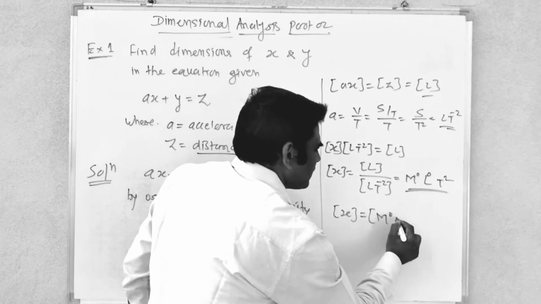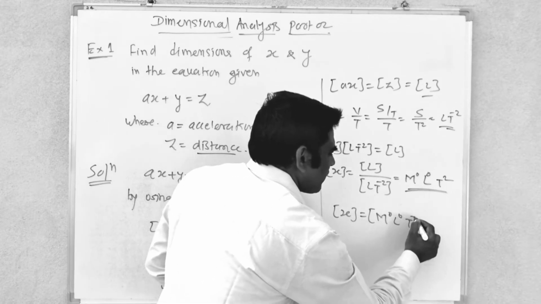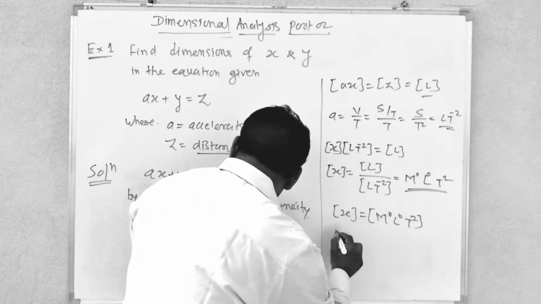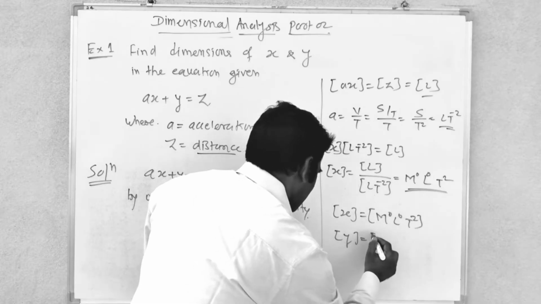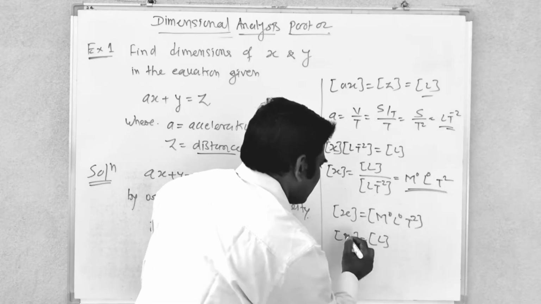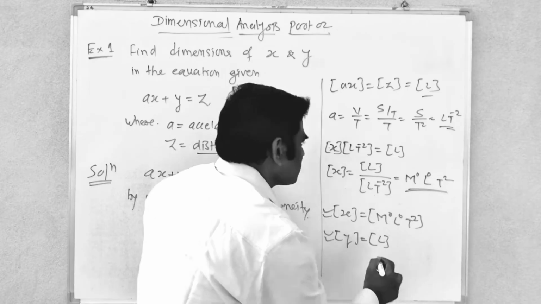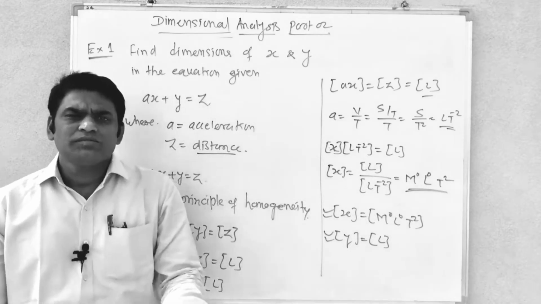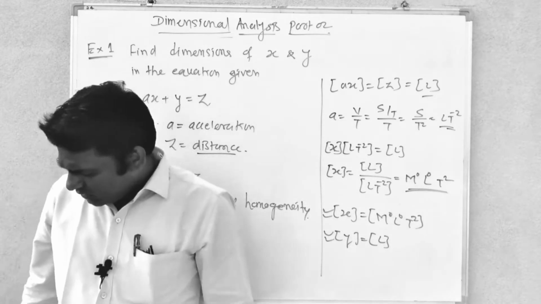M0 L0 T to the power 2. And what are the dimensions of y? Dimensions of y are L. Clear? So in this way we can solve the numerical. Got it? Can I erase this?